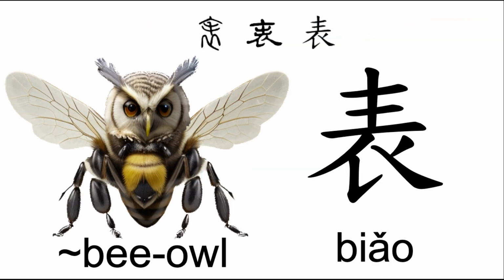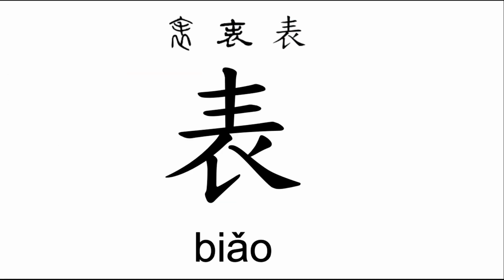We can also create a mnemonic device by imagining a hybrid creature merging a bee and an owl. This creature can embody both the industriousness of a bee and the wisdom of an owl. Visualizing which of your maternal cousins resembles this unique 表 creature can be an effective way to remember that cousins on the mother's side are termed 表 in Chinese.